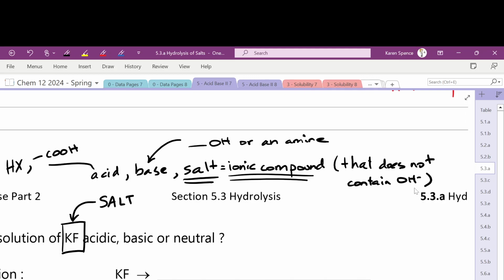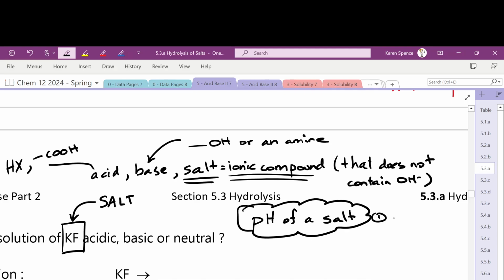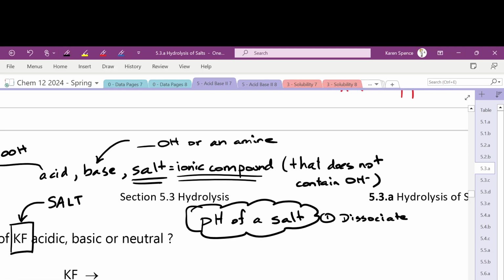So do we have an acid, a base, or a salt? You look at this and you're like, oh, I got a metal and a nonmetal. That's an ionic compound. There's no OH, therefore it is a salt. And if you're asked for the pH of a salt, you're going to, 1, dissociate, and 2, you're going to hydrolyze the ions. And that means react the ions with water.